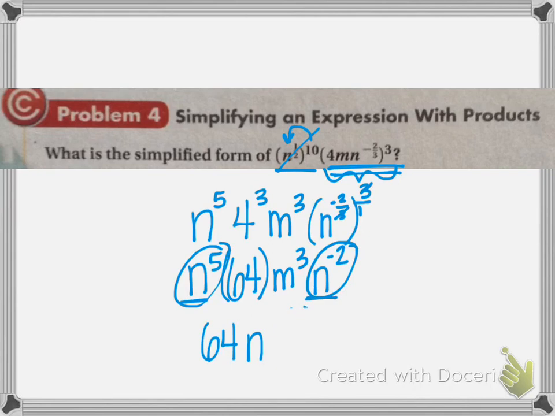And you don't have to write that out. 5 plus negative 2 is 3, so you can just go ahead and put 3. I just wanted to remind you of how to do that. And that takes care of all of those, and the last thing we have to do is the m to the 3rd. And that's it. You're finished. That's the answer.